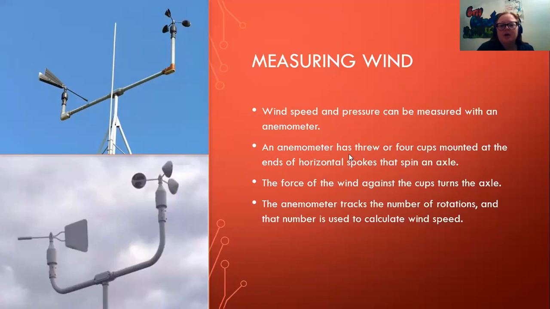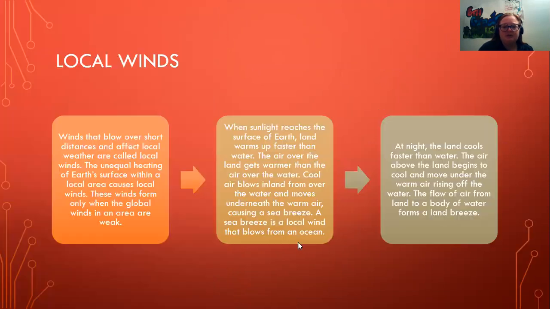An anemometer has three or four cups mounted at the ends of horizontal spokes that spin an axle. The force of the wind against the cups turns the axle. The anemometer tracks the number of rotations, and that number is used to calculate the wind speed.